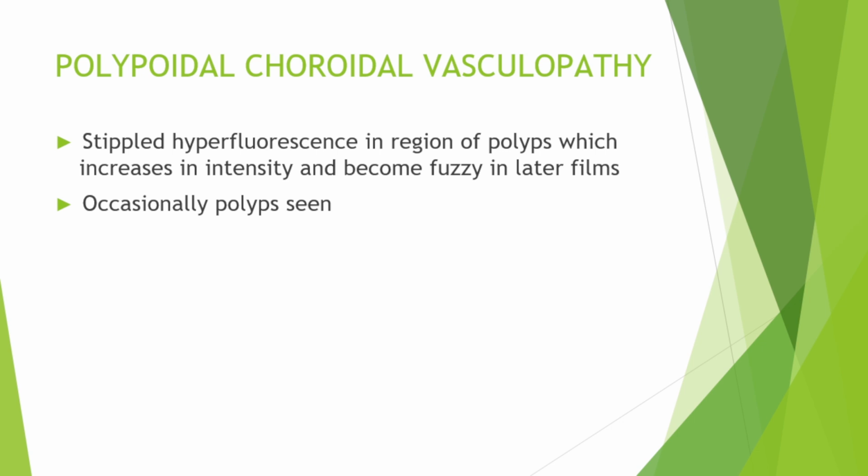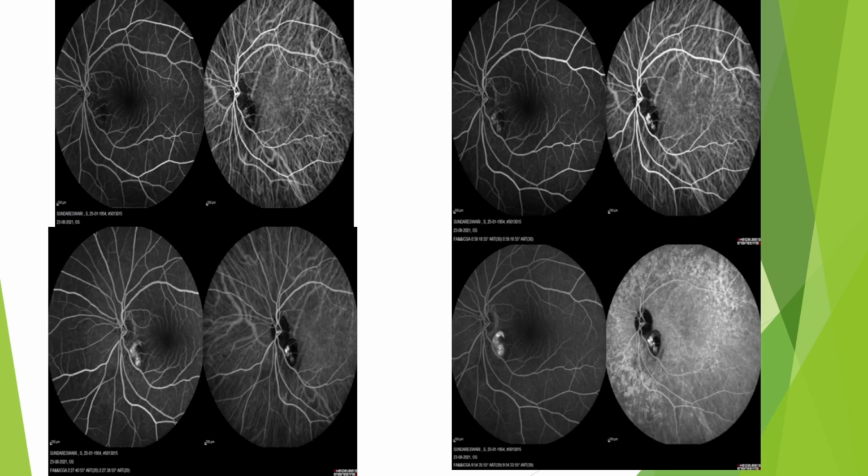In FFA, sometimes the polyps can be seen as a stippled hyperfluorescence, which increases in intensity and becomes fuzzy in the later films. This is a Heidelberg Spectralis image showing some stippled hyperfluorescent areas in the various phases of the FFA, suggestive of PCV. In the ICG image, you can see the polypoidal phases more clearly.